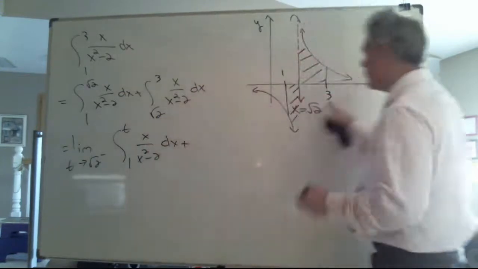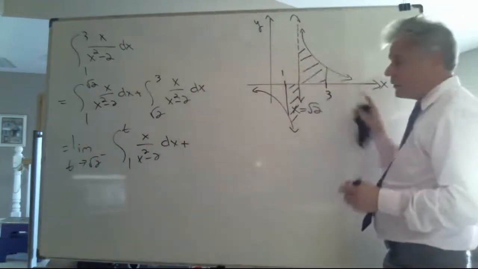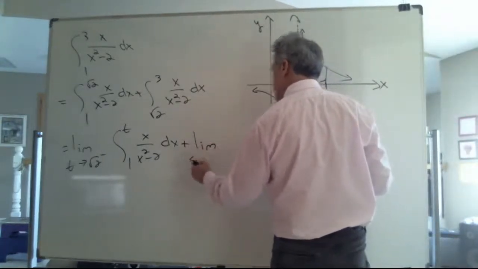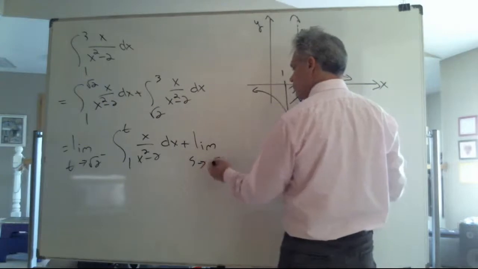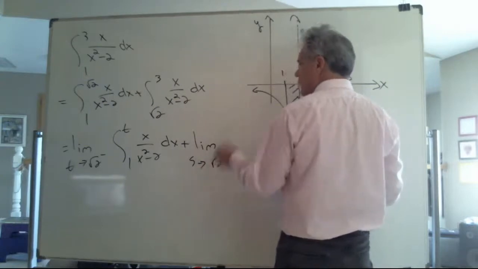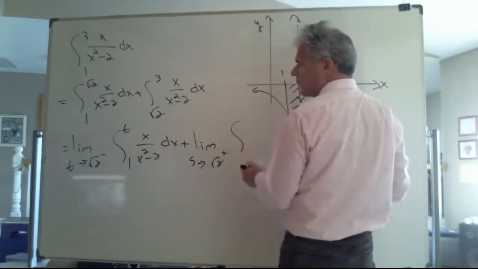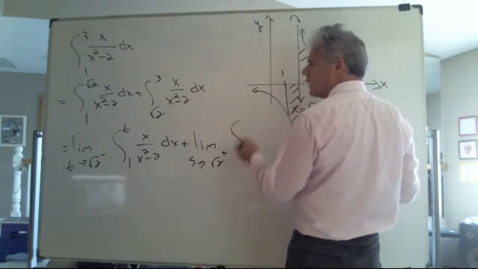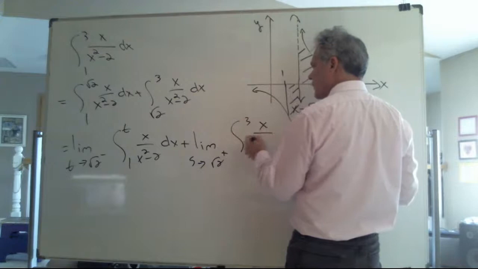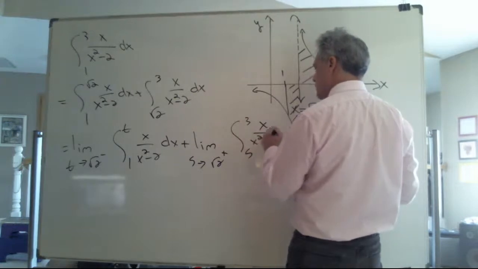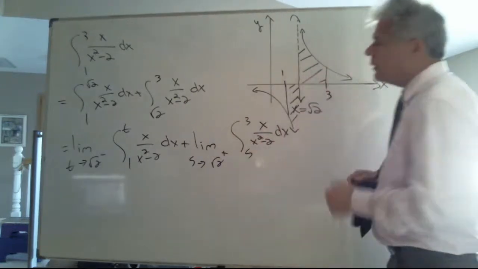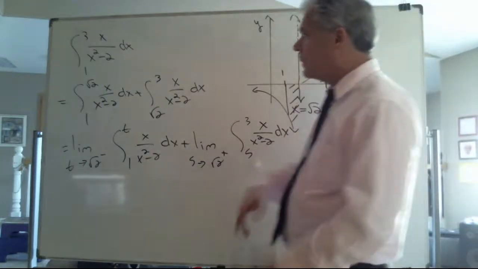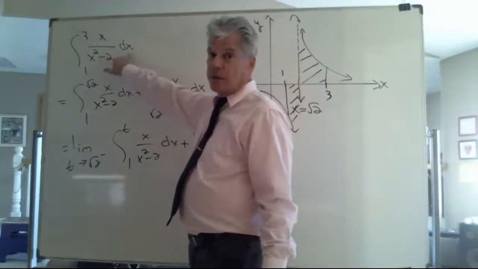Plus this improper integral represents the area of the unbounded region, which I think I can write as a limit. Maybe as s approaches root 2 from the right-hand side of the definite integral from, let's see, that would be my s to my positive 3 of this mess. Now, if one or both of these integrals diverges, then for free, that diverges.